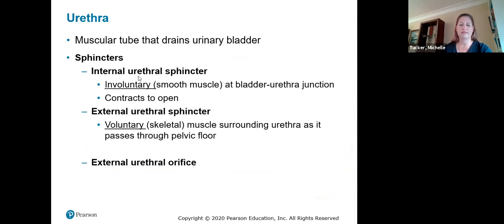The internal one is controlled by the autonomic nervous system. It is under involuntary control. It receives input from both the parasympathetic system and the sympathetic division of the autonomic nervous system. The external urethral sphincter is under voluntary skeletal muscle control.